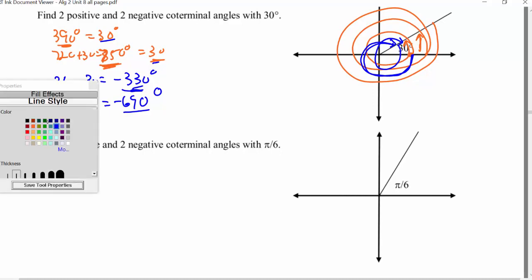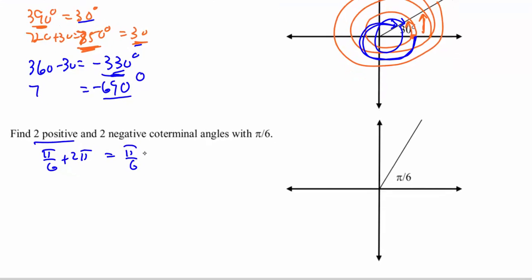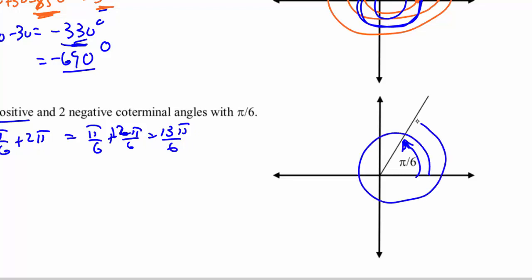Same thing with radians. Two positive ones. If you take pi over 6 and add 2 pi, that's pi over 6 plus 12 pi over 6, which is 13 pi over 6. So this is pi over 6. 13 pi over 6 would go all the way around and stop there.